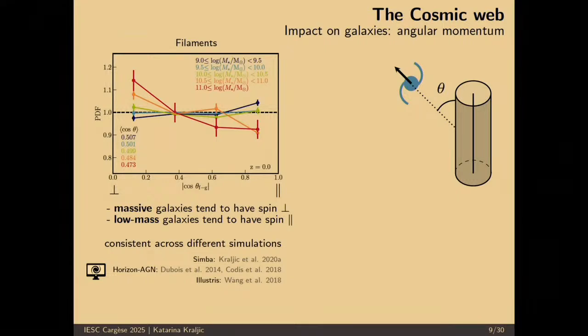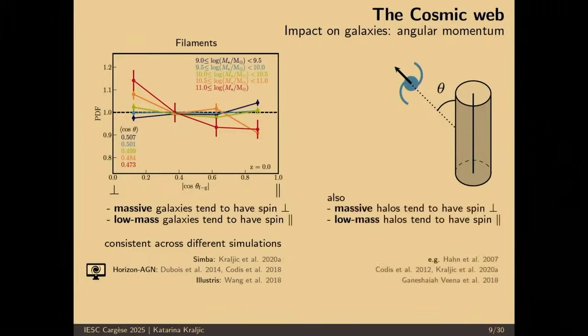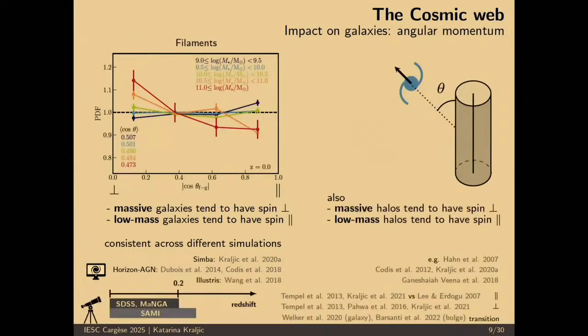And again, this is consistent qualitatively across very different cosmological simulations, very different in terms of implementation, but also the codes, which is important. What about observations? It's more tricky because it's very hard to measure the angular momentum of observed galaxies in 3D.